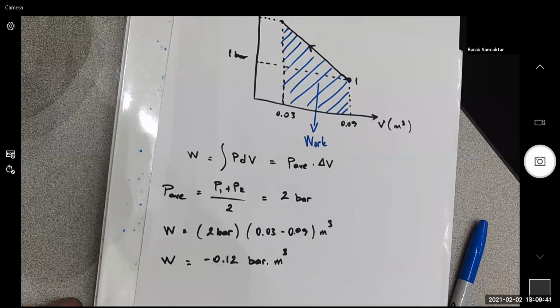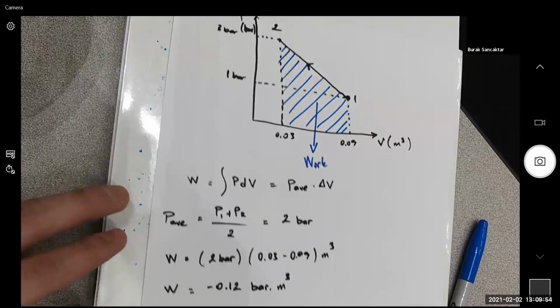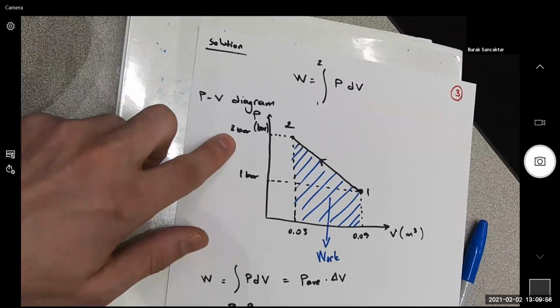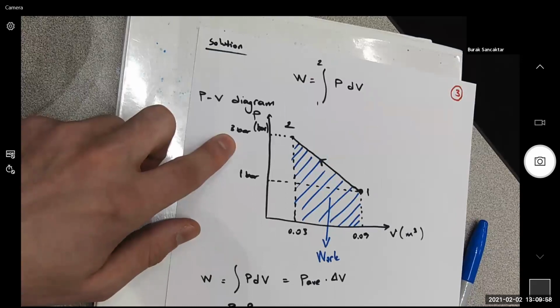Wouldn't the average be 3/2? If P1 plus P2 is 3, right? Pressure is 1 bar and 3 bar. Oh.